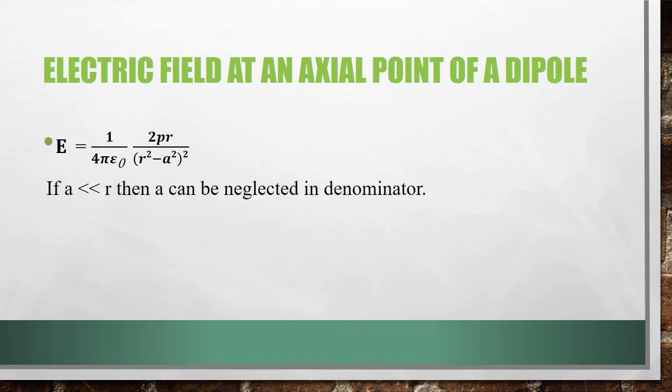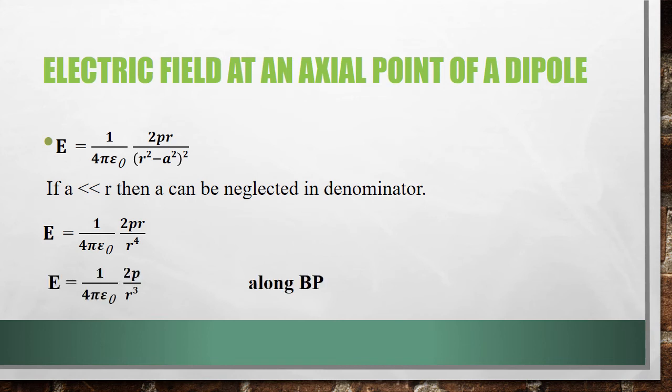For a short dipole, a very much less than r, then a can be neglected in the denominator. Now the equation becomes E equals 1 by 4 pi epsilon 0 into 2pr divided by r raised to 4. Again, on simplification we get E equals 1 by 4 pi epsilon 0 into 2p divided by r cube. This is acting along BP.